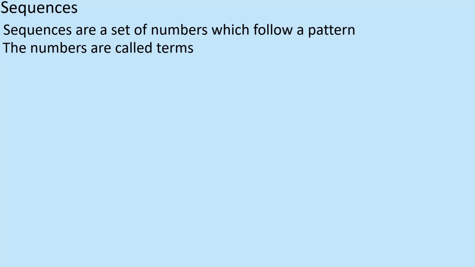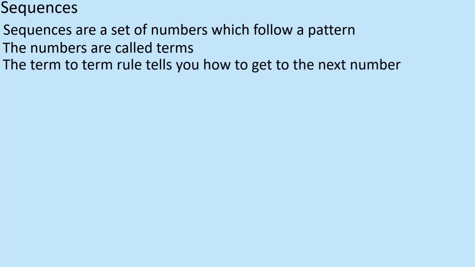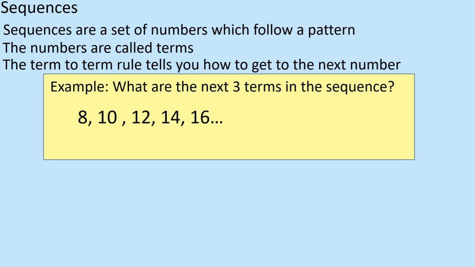In each case, the numbers are called terms. So, for example, your first number will be the first term, the second number will be the second term, and so on and so on. And what we're normally looking for is what we call the term-to-term rule, the thing that takes one number to the next number. It might be a case of you add a number, it might be a case of you times it by something, but we're looking for the pattern. And that is called the term-to-term rule, what happens between them.